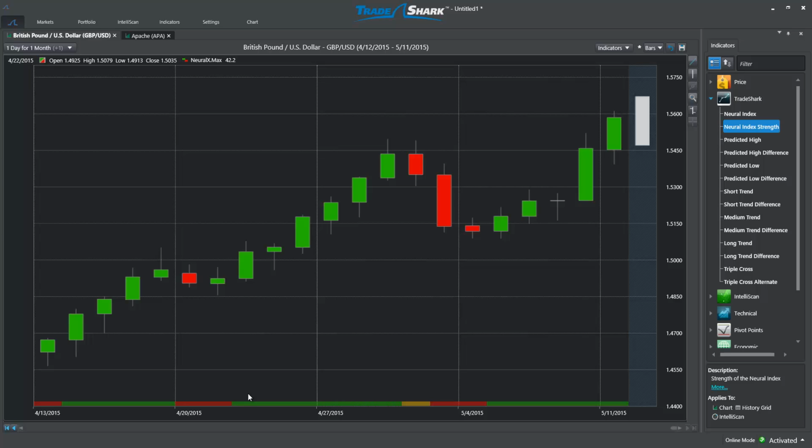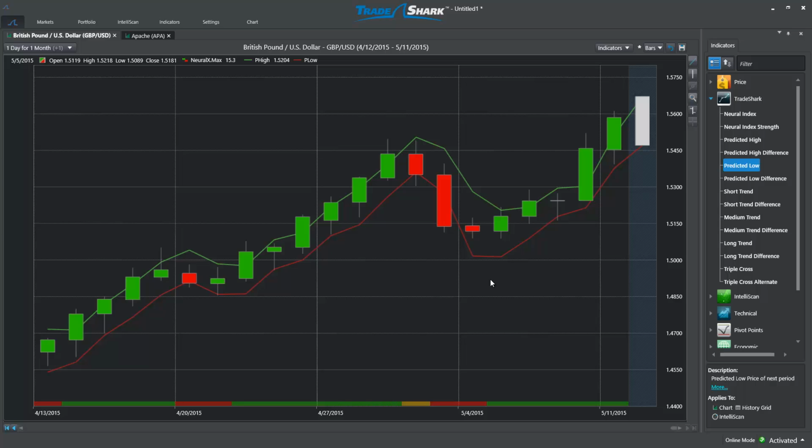This is valuable information for any trading style because it is a consistently accurate forecast, not a rigidly defined trading system. For example, on this chart for the British pound US dollar, I have simply added the Neural Index to the past month of market data. To demonstrate a couple of key points, I will also include TradeShark's predicted highs as well as predicted low values.